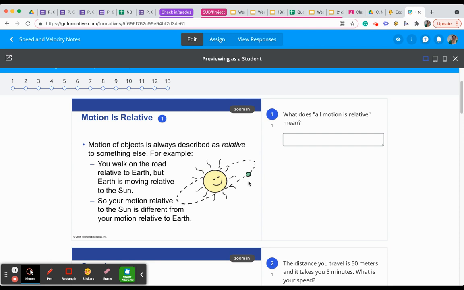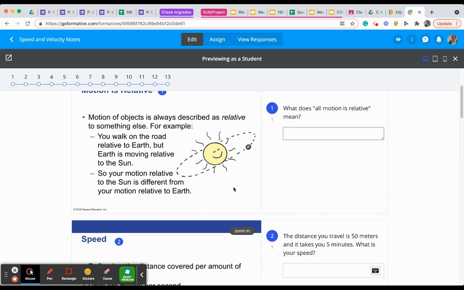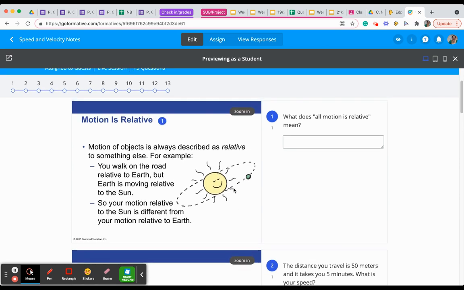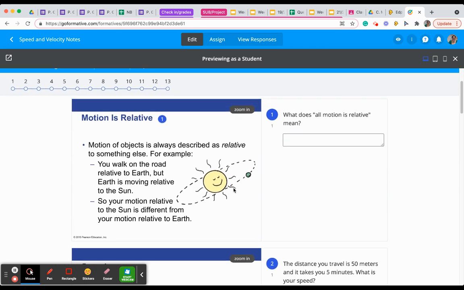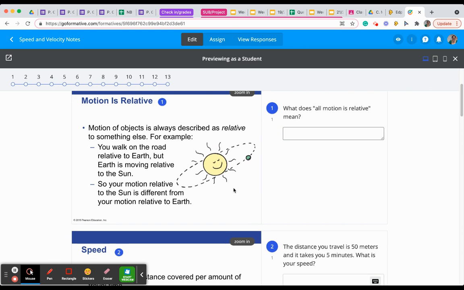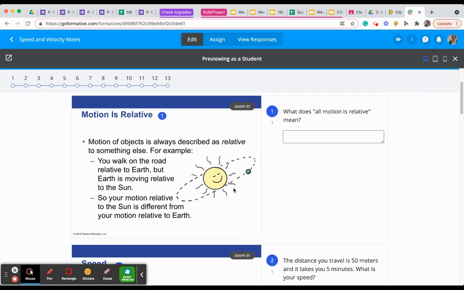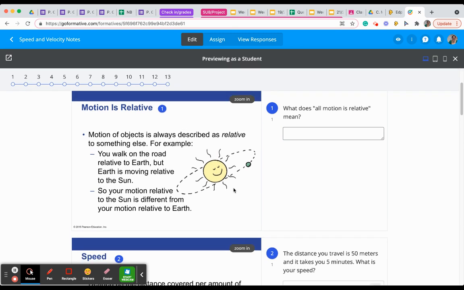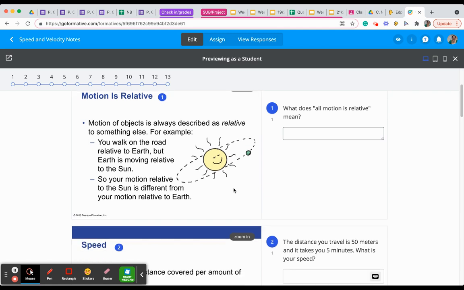If you are sitting on Earth, you are not moving relative to the Earth, but you are moving relative to the sun, the moon, the solar system, etc. So it just means that motion can only be described with a specific vantage point in mind. So you have to say from what perspective is the object moving. Things are not just definitively moving or not moving, because literally everything is moving relative to something else. So it depends on what your perspective is.